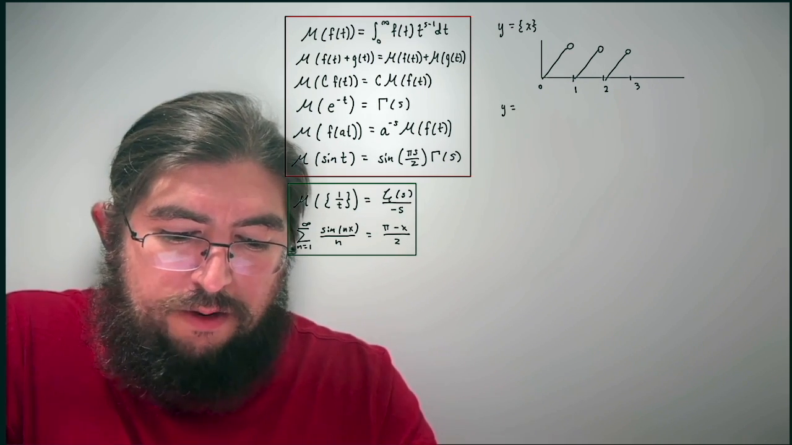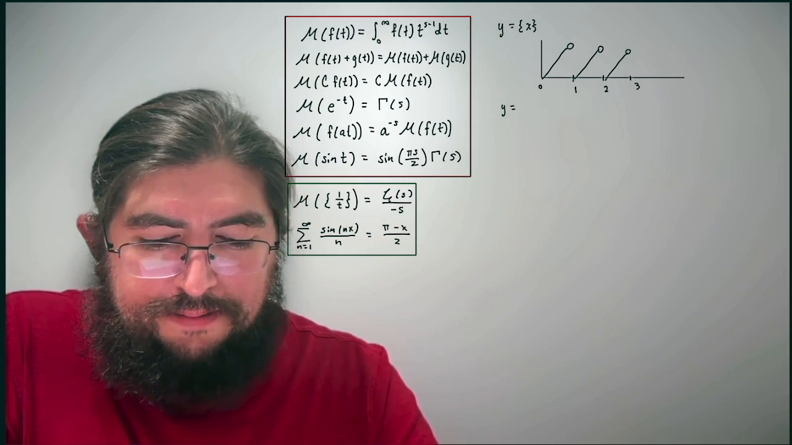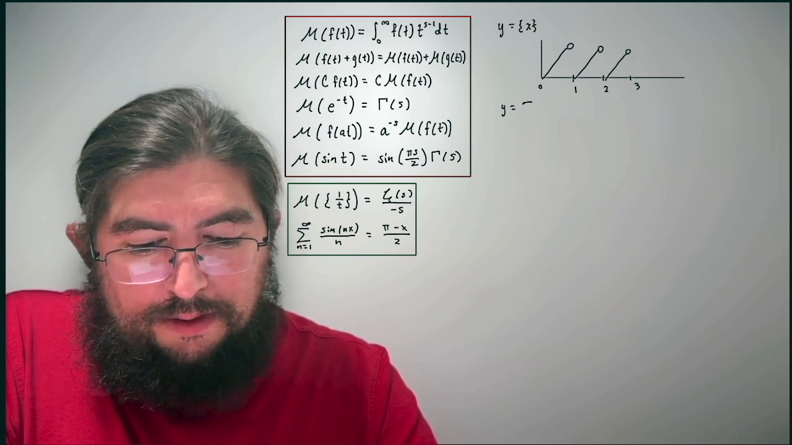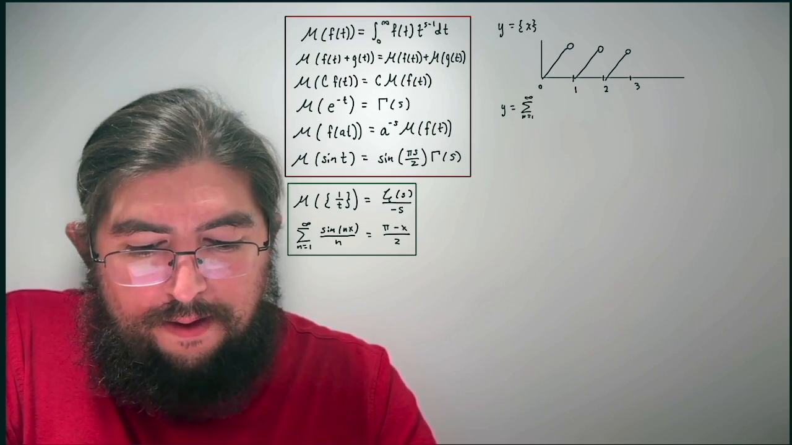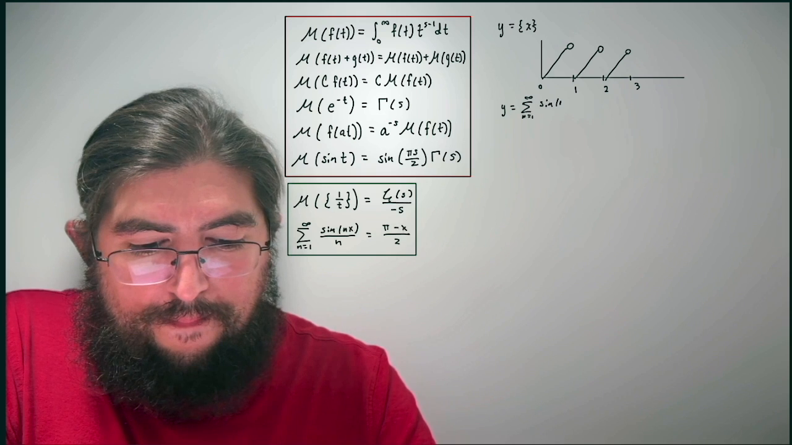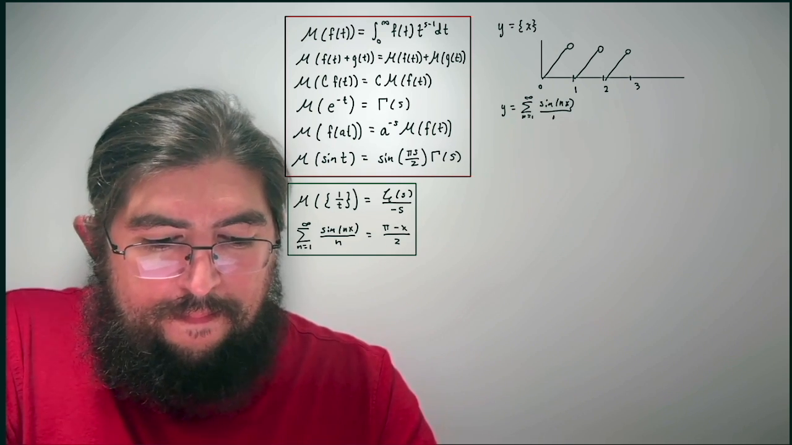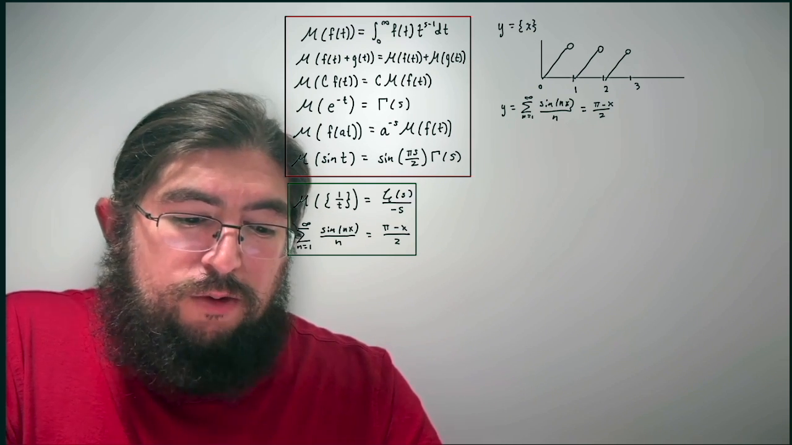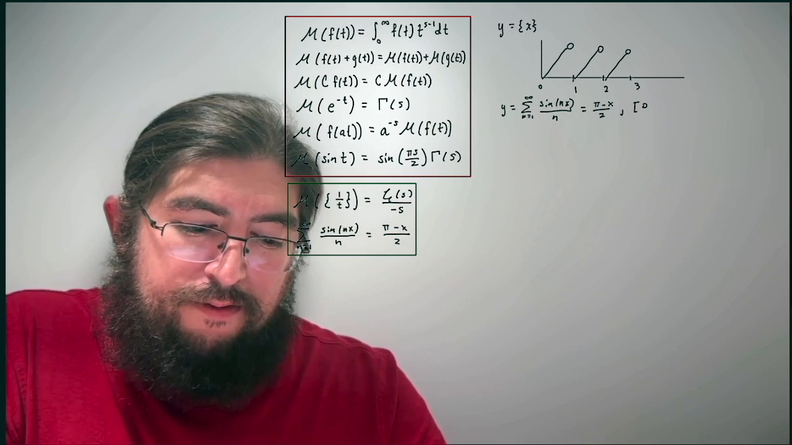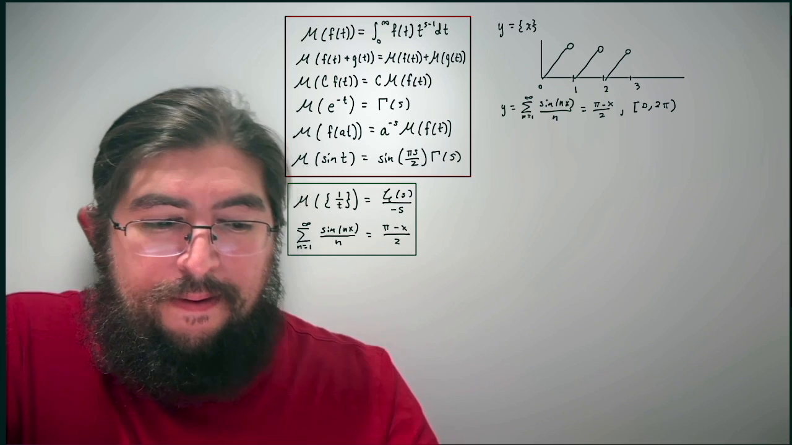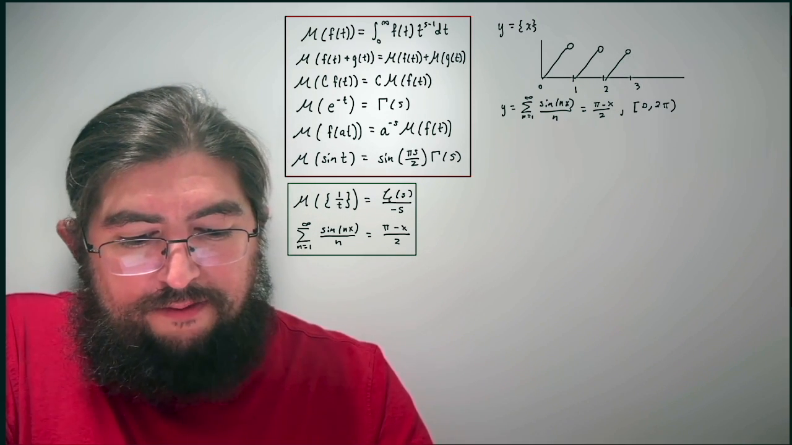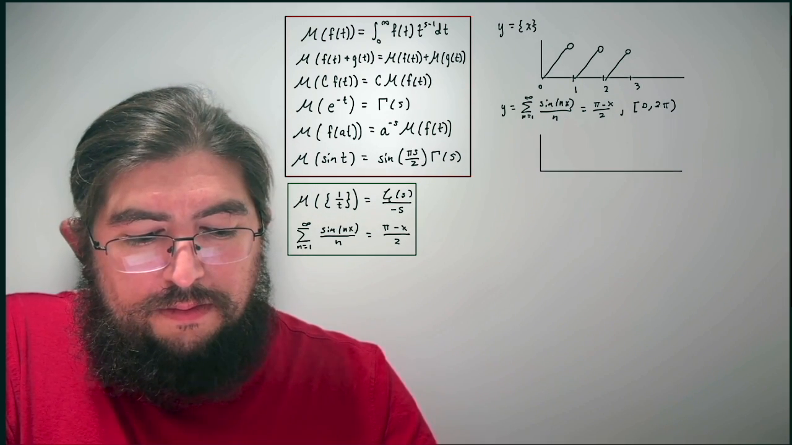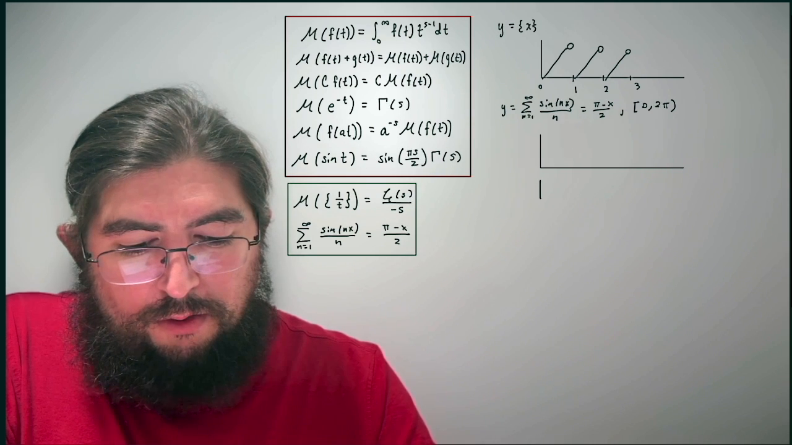So if we were to graph y equals, well, that sum, what does that look like? Remember, this is equal to pi minus x all over 2, but in fact this is only true on the interval from 0 to 2 pi. So to show what this looks like in the first quadrant, it's interesting because it actually goes below the x-axis.